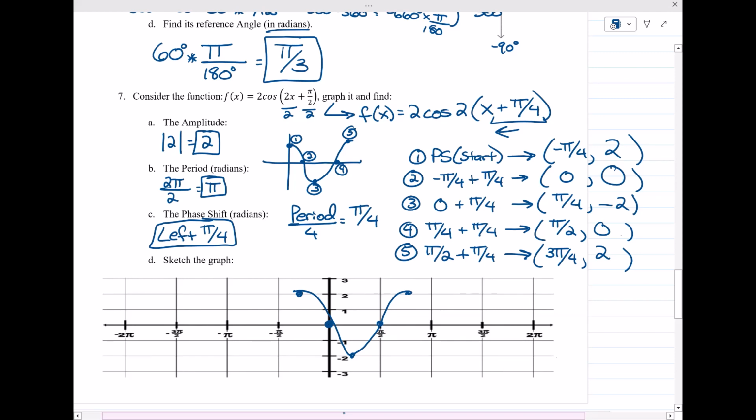The amplitude's always the number in front, the absolute value of that number. Any other questions with this? We have a couple more.